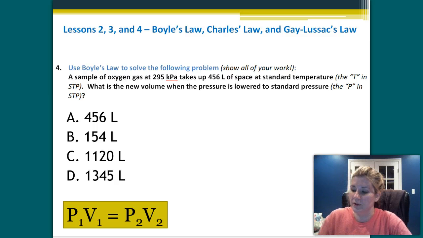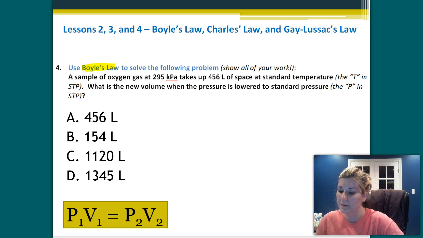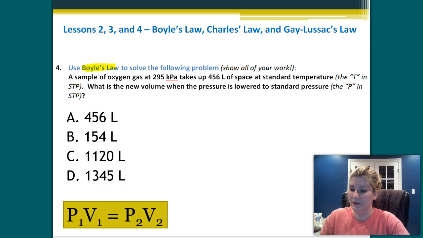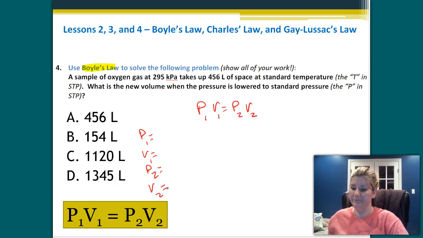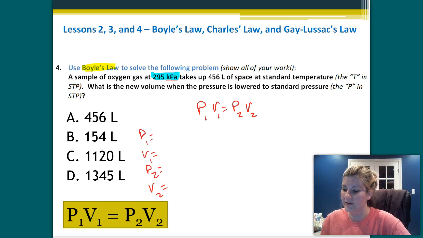Number 4 says use Boyle's law to solve the following problem. And we didn't give you Boyle's law equation here, so as soon as you see Boyle's law, you're going to write P1V1 equals P2V2, and you're going to go ahead and hopefully get ready to assign your variables. Okay? Question says a sample of oxygen gas at 295 kilopascals takes up 456 liters of space at standard temperature. What's the new volume when the pressure is lowered to standard pressure?